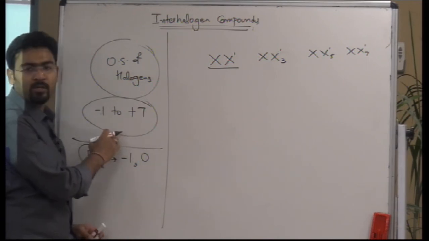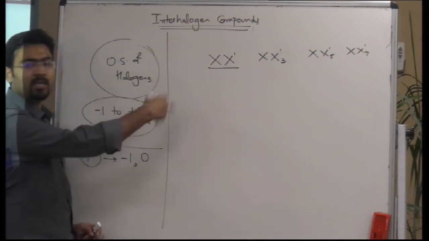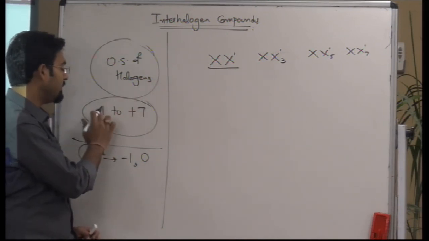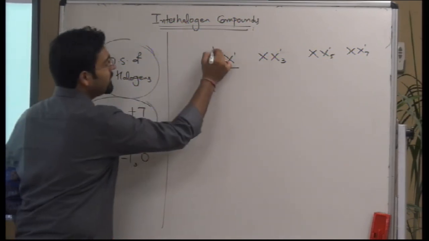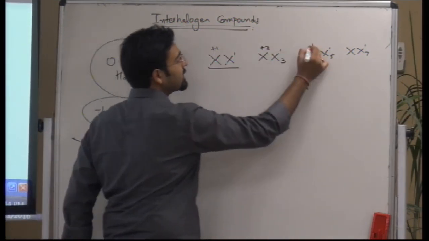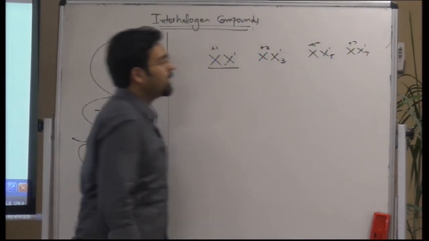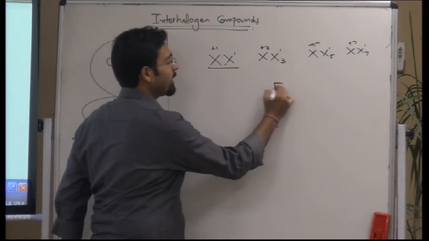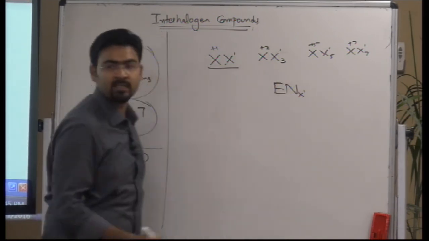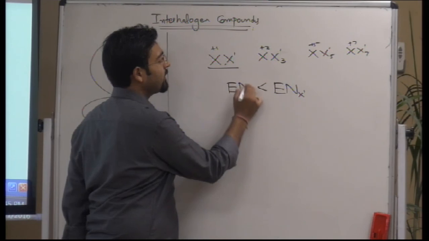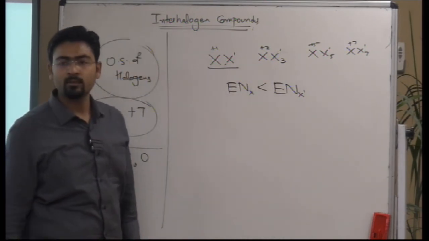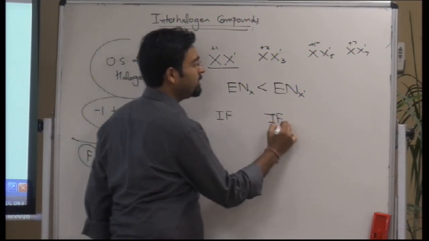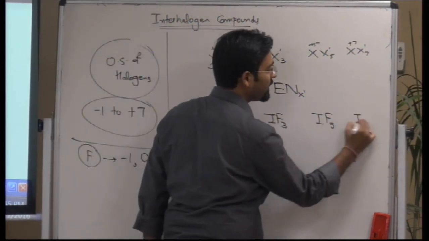In most compounds it's -1. But there are compounds which are not really common, the less common ones. In such cases it is +1, maybe +3, +5, and +7. The one which is in the higher number is the one which is more electronegative. So the electronegativity of X' is higher than the electronegativity of X. For example, IF, IF3, IF5 and IF7.